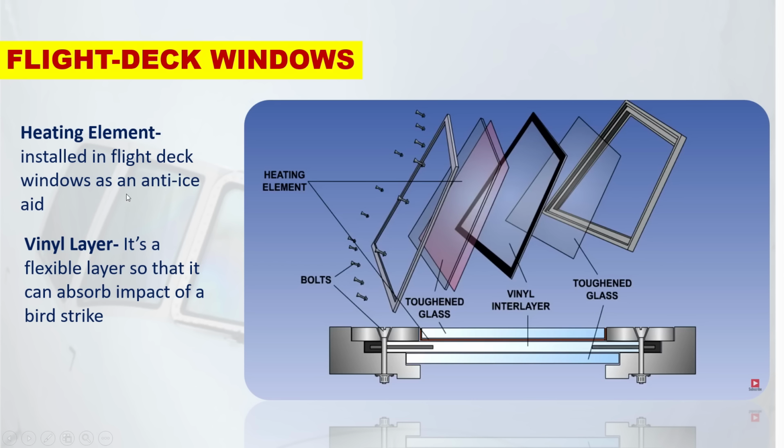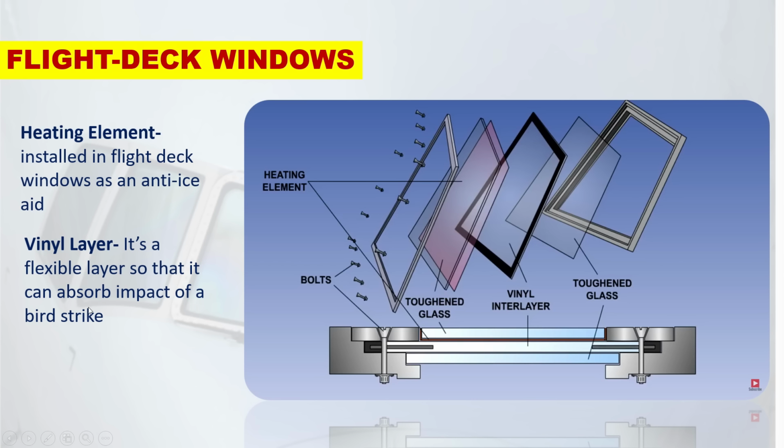There's a difference between anti-ice and de-ice. We'll go into detail in later chapters. But a heating element is installed in the flight deck window. There is also a vinyl layer. Just be familiar with the term vinyl layer. The vinyl layer is just a flexible layer that you install in the windscreen, and the reason it is flexible is so that it can absorb the impact of a bird strike.